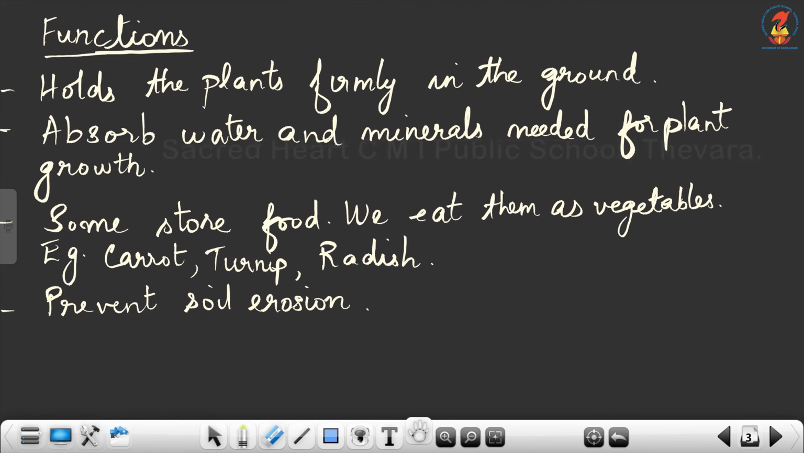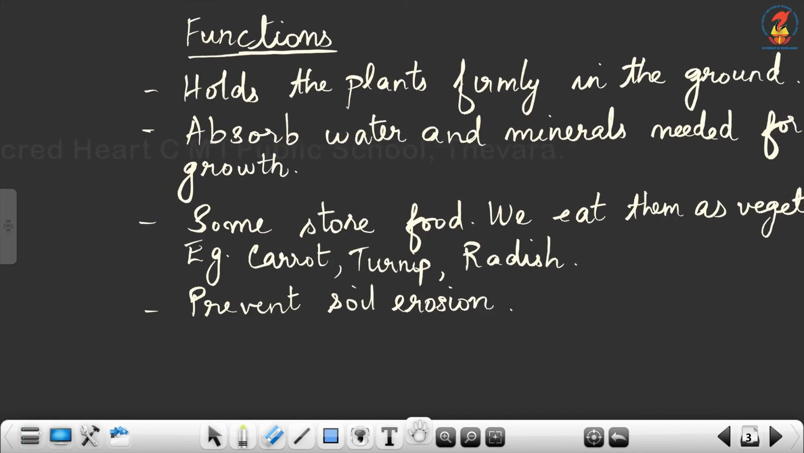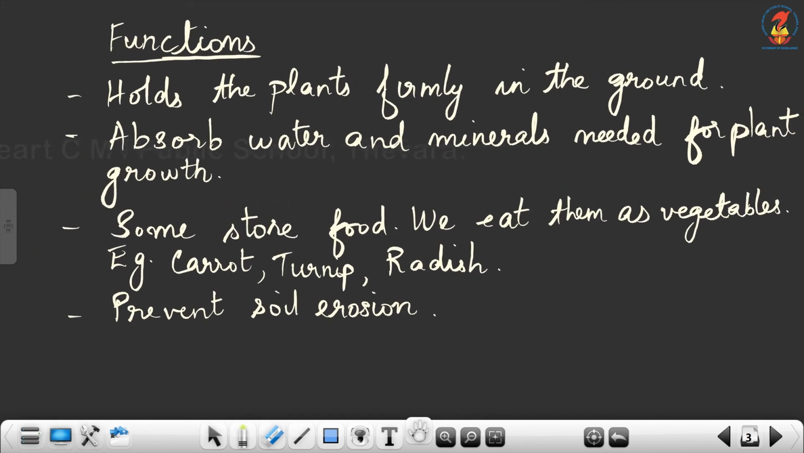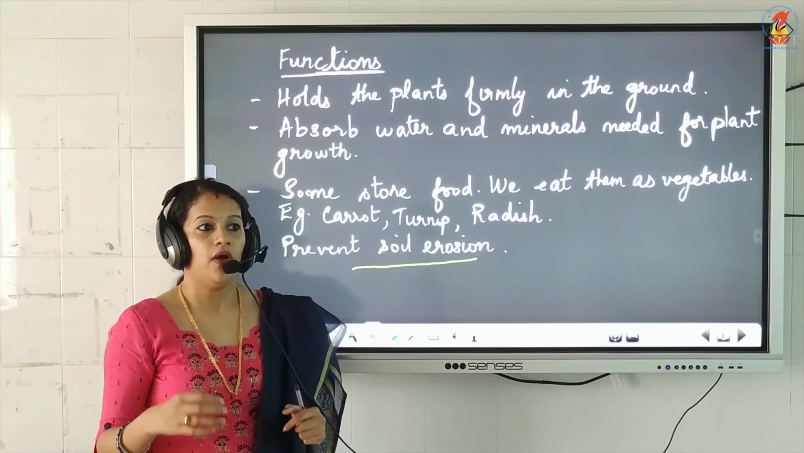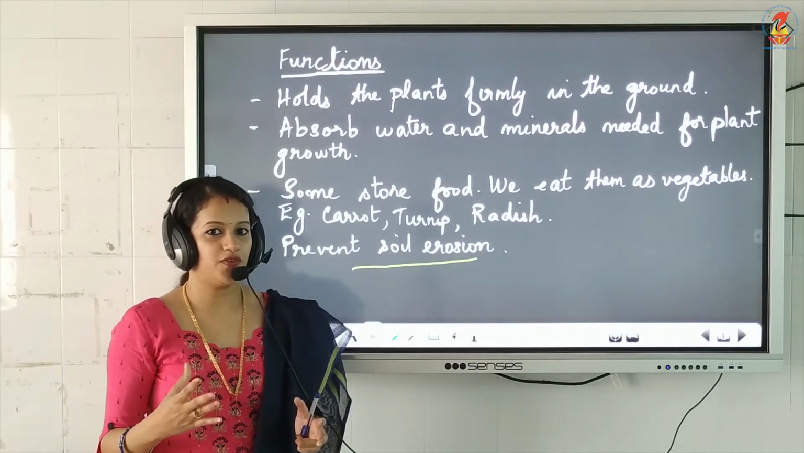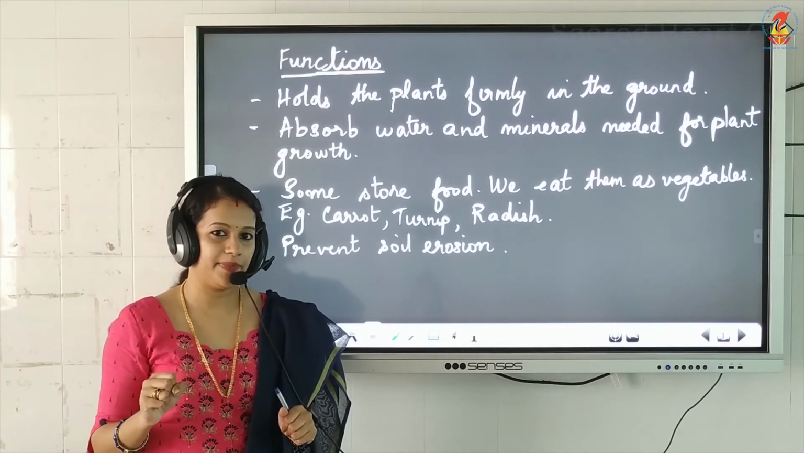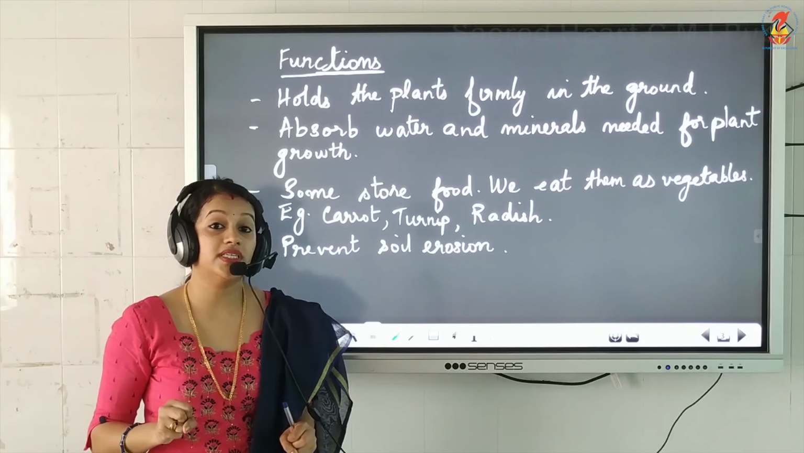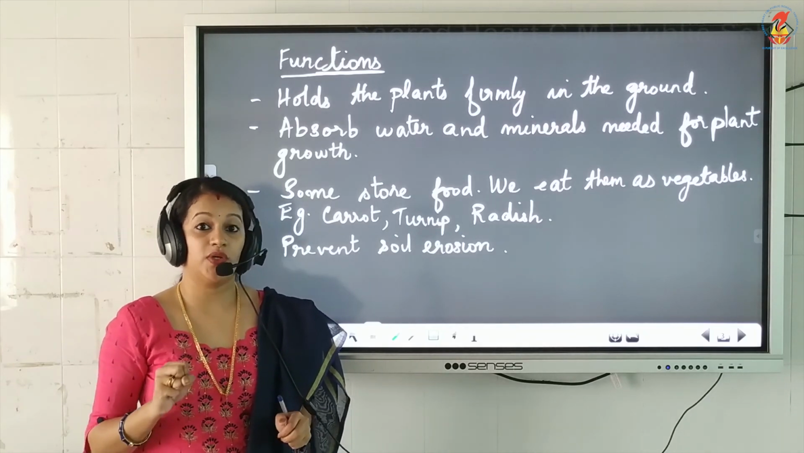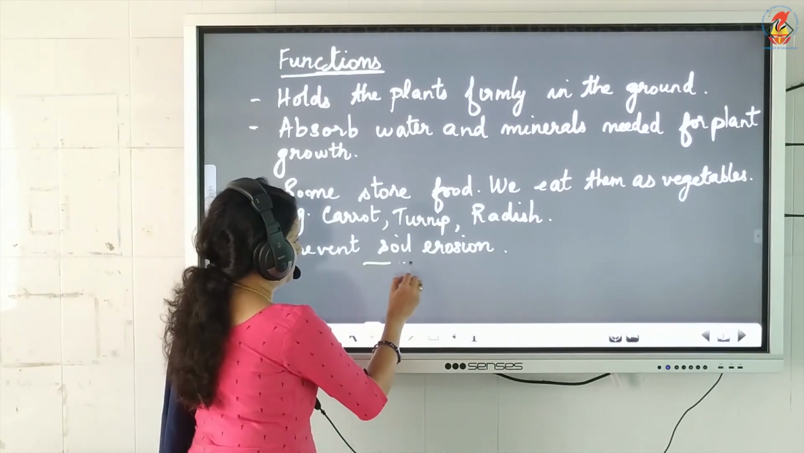Then roots also prevent soil erosion. I told you that the roots spread evenly. The roots spread evenly, so they help to prevent soil erosion. Soil erosion is the process in which soil tends to wash out. When it rains heavily, all the soil will wash out from the ground. So when the roots are spreading evenly, what happens is that it will hold the soil firmly to the ground. So it will prevent soil erosion.